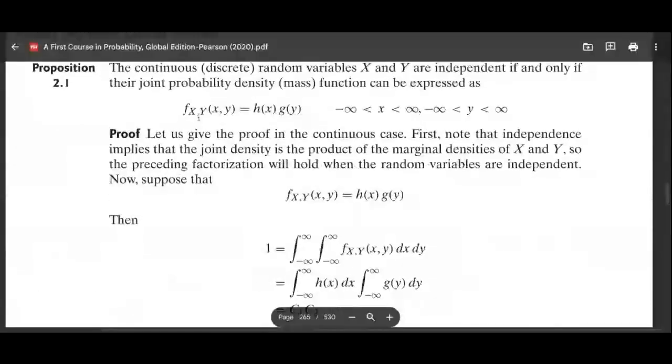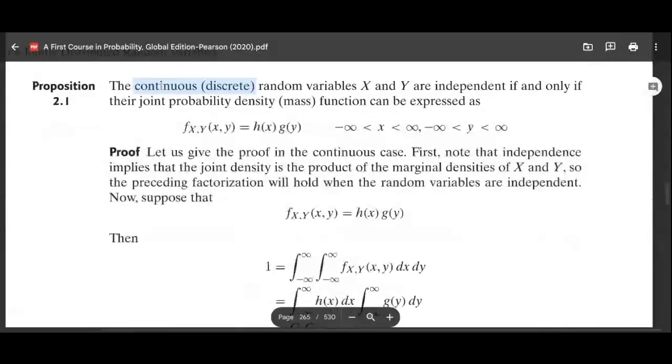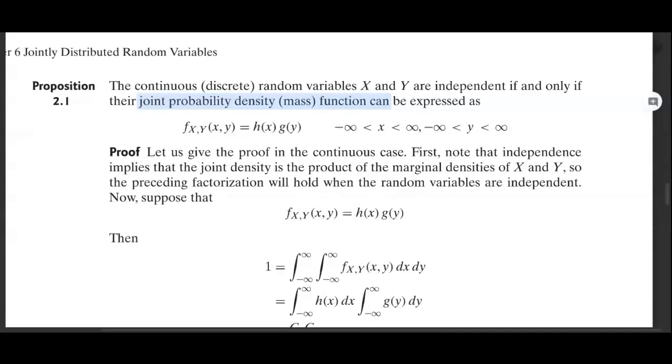Let's see this proposition. The continuous or discrete random variables x and y are independent if and only if their joint probability density or mass function can be expressed as f of x, y equals the product of those two.